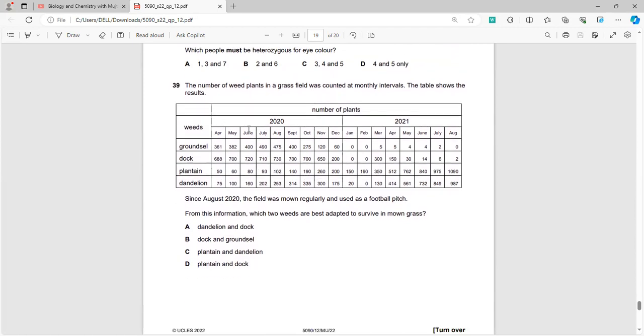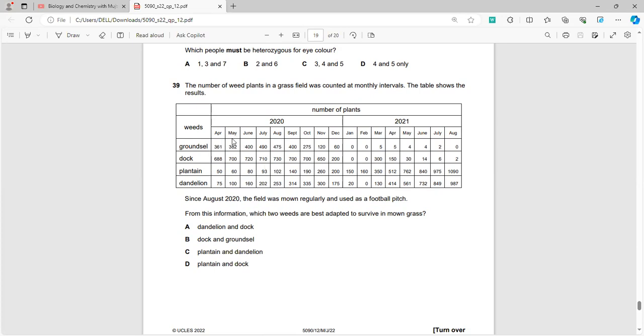Now, in question number 39, we need to look at all of these four populations and see which two weeds are best adapted. The weeds which are best adapted will obviously be increasing in population across the year from 2020 to 2021. Their population will keep on increasing because of the survival of the fittest. They will be able to potentially use the best of the resources available to them, all the sunlight, nutrition, and water. So the best option would be plantain and dandelion.